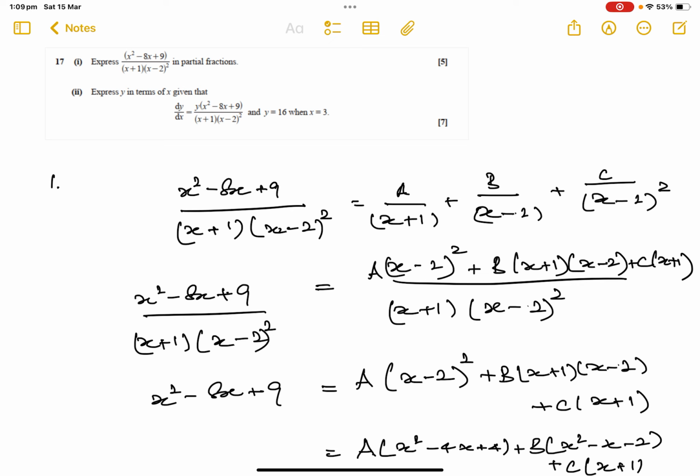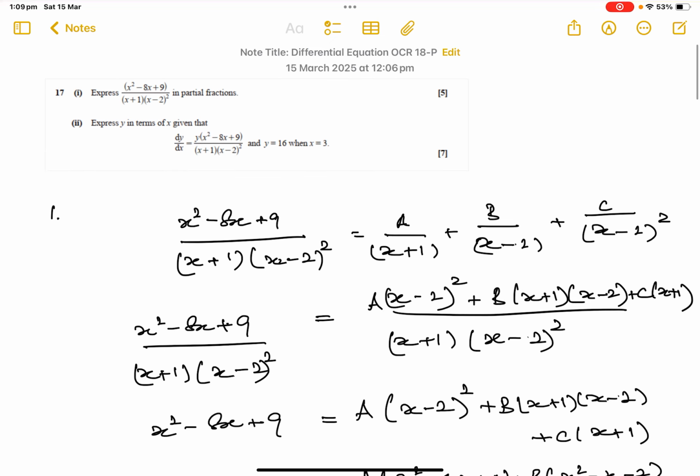A past question on differential equations from the Oxford and Cambridge A-level past paper. Express (x squared minus 8x plus 9) divided by (x plus 1)(x minus 2) squared in partial fractions. Express y in terms of x, given that dy/dx equals y times (x squared minus 8x plus 9) divided by (x plus 1)(x minus 2) squared, and y equals 16 when x equals 3. Let's start with the first part, partial fractions.